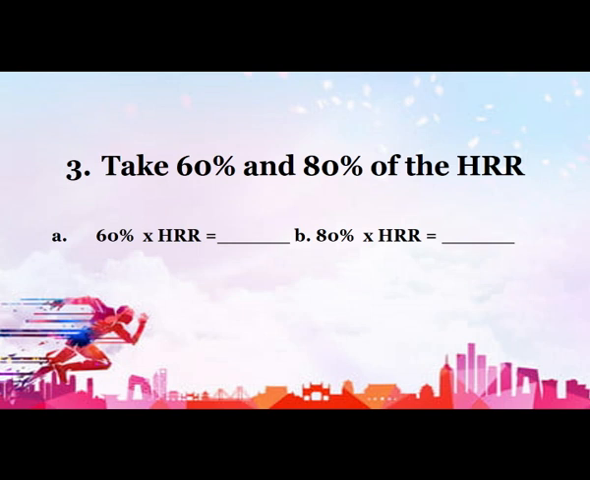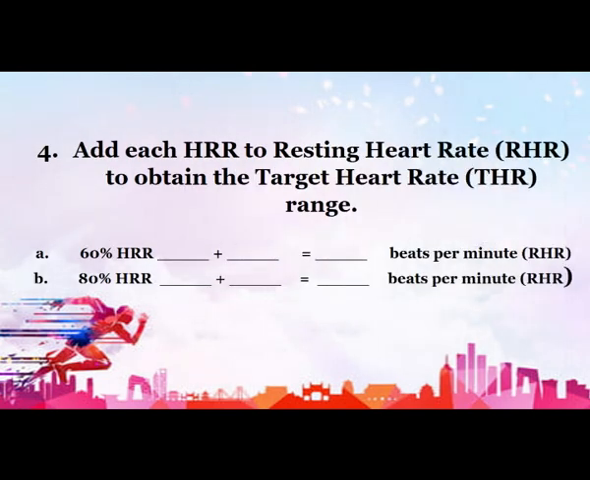Take 60% and 80% of the heart rate reserve. A: 60% multiplied by your heart rate reserve is equal to A. B: 80% multiplied by your heart rate reserve is equal to B. Add each result to your resting heart rate to obtain the target heart rate, THR, range. A: 60% heart rate reserve, added to resting heart rate, is equal to beats per minute, target heart rate. B: 80% heart rate reserve, added to resting heart rate, is equal to beats per minute, target heart rate.